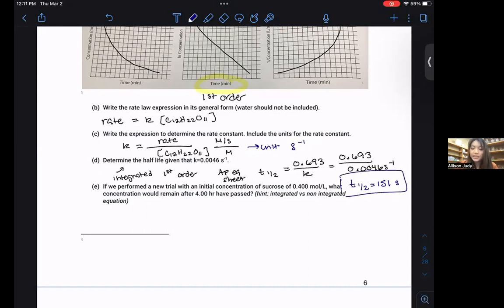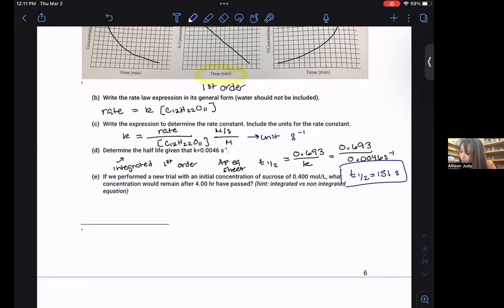All right. So E, if we performed a new trial with an initial concentration of sucrose being 0.400 molarity, what concentration would remain after 4 hours have passed?